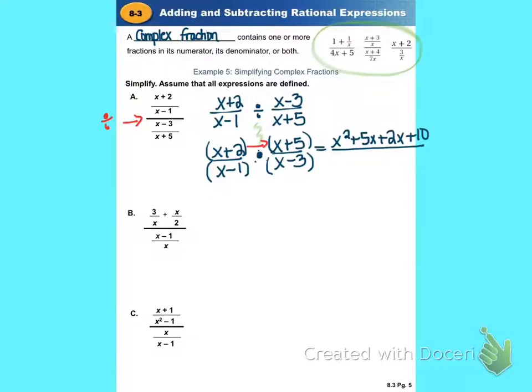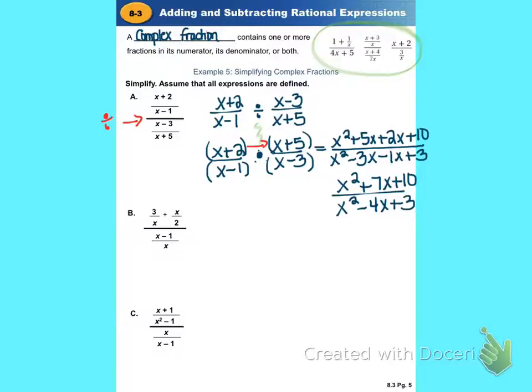The denominator, x times x, is x squared. Outside, 2 minus 3 times x is negative 3x. Inside, 2 minus 1x. And last, 2 times 3, positive 3. Put our like terms together. We have x squared plus 7x plus 10 on the top, and then x squared minus 4x plus 3.